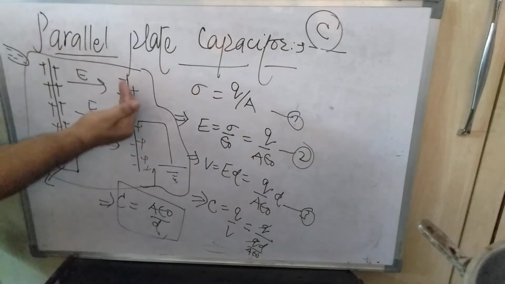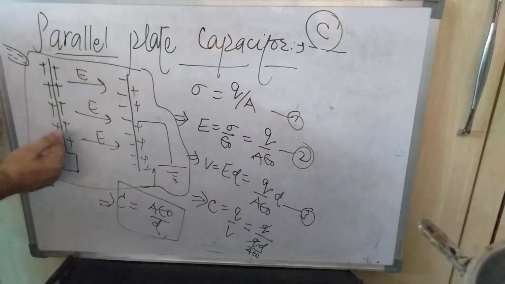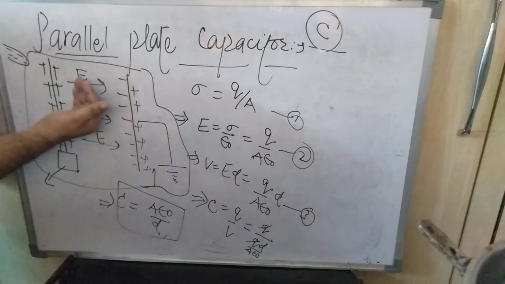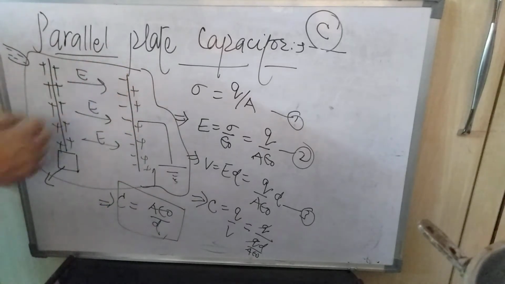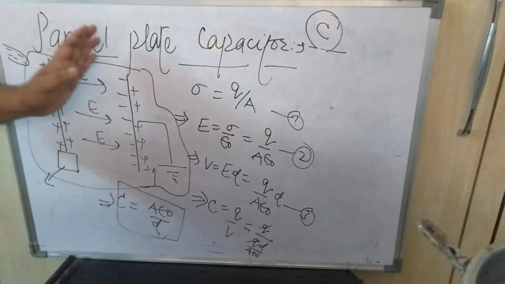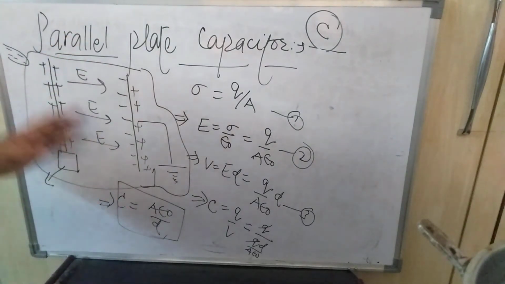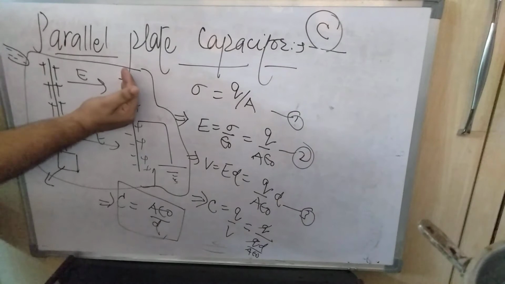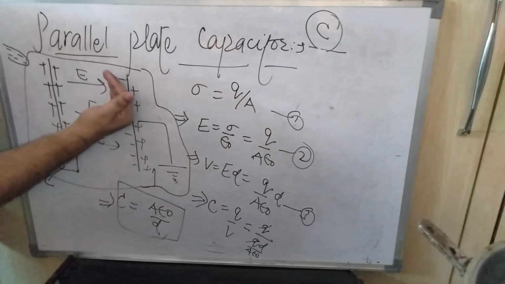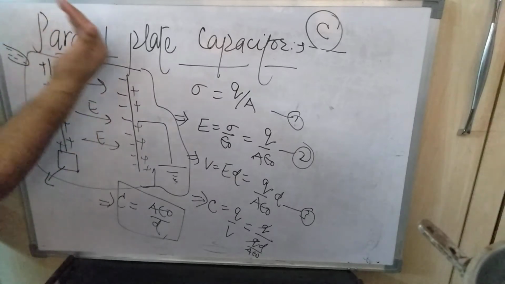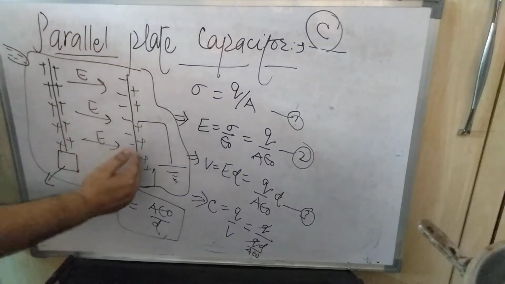By induction, now this is a positive charge, what would happen? It will pull out the electrons of that plate because it is a metallic plate, and that is also known as the induction effect. Now the electrons are going to shift towards here, and the same amount of positive charge will be on the other surface of the secondary plate.